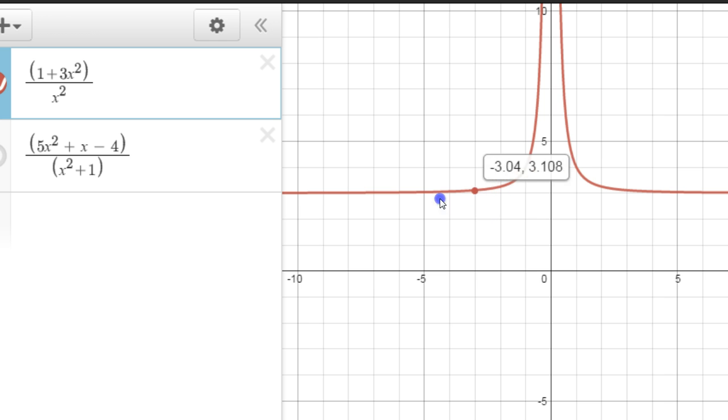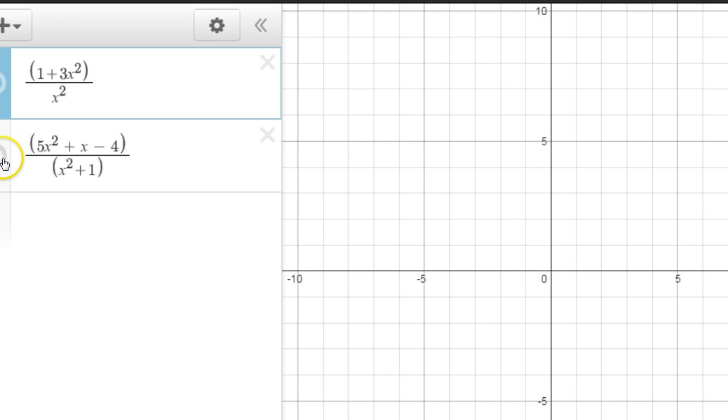Now, if you'd like to see what the limit is as it goes to negative infinity, you would just go over here and you would see it also approaches 3 as well. So that's kind of a cool thing about graphically looking at it.